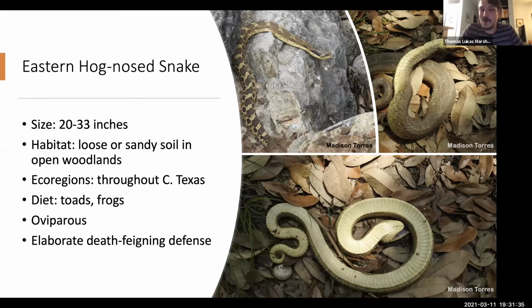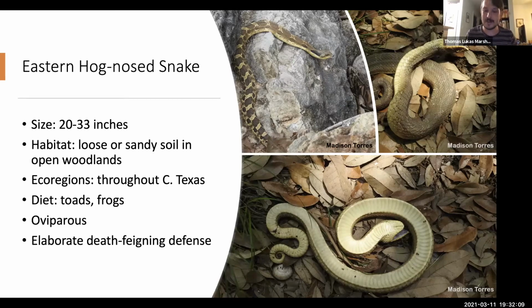These are some of the more interesting snakes in our area because they have a very elaborate death feigning display as a defense. So if they're approached by a perceived predator, they'll first flatten their head and neck, to almost look sort of reminiscent of a cobra, and they'll expel air from their lungs, making a hissing sound, and they begin to writhe around, looking like they're in some kind of agony, and then they'll roll over on their back and play dead.